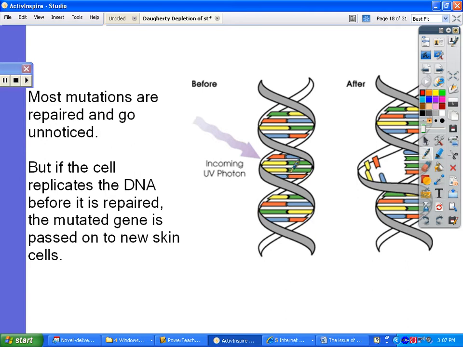So this shows incoming UV radiation. This shows a common mutation that would happen from incoming UV radiation. It's where two thymines get stuck together. So that's just one type of mutation.